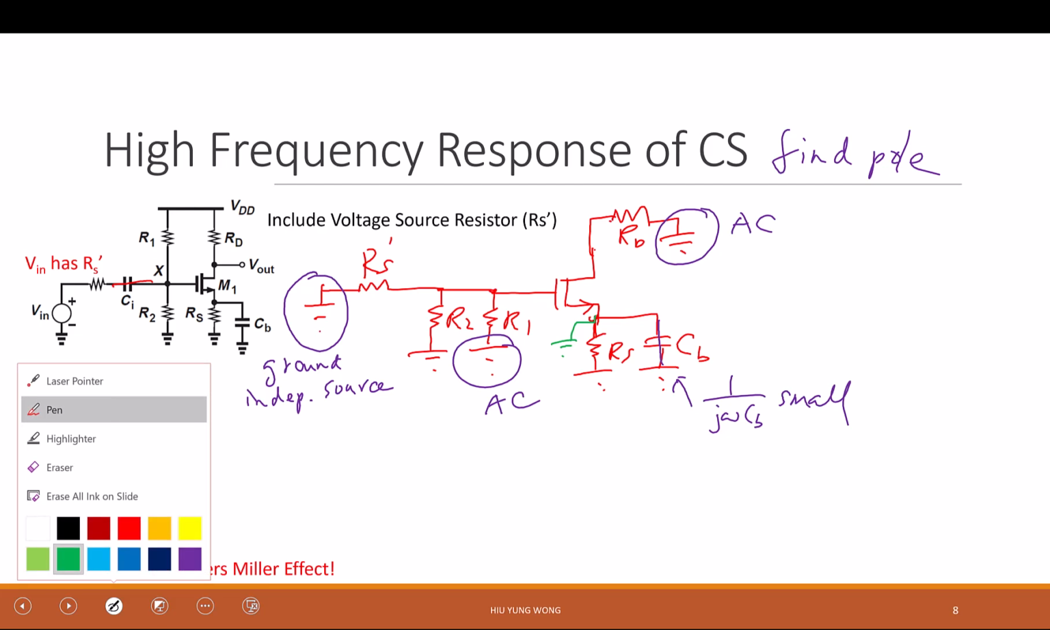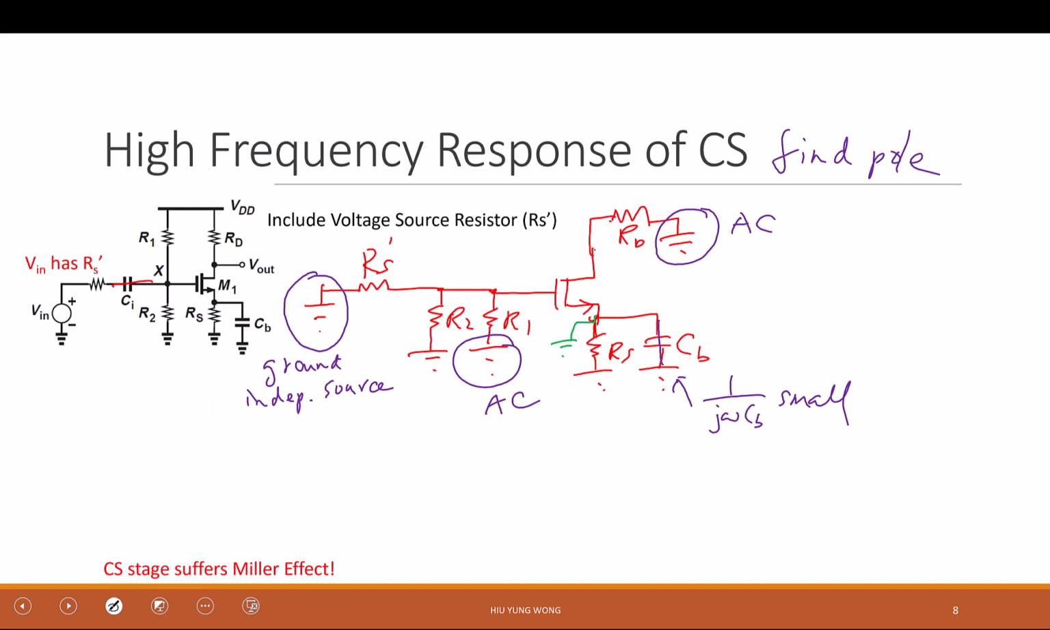How do I find the pole? Well, there's no pole for me at this moment, but it's at high frequency. So I know that I have 4 capacitors. CGD. CDB. And then from here, CSB. And from here, CGS. Is that okay? Just 4 capacitors, right? Put in.